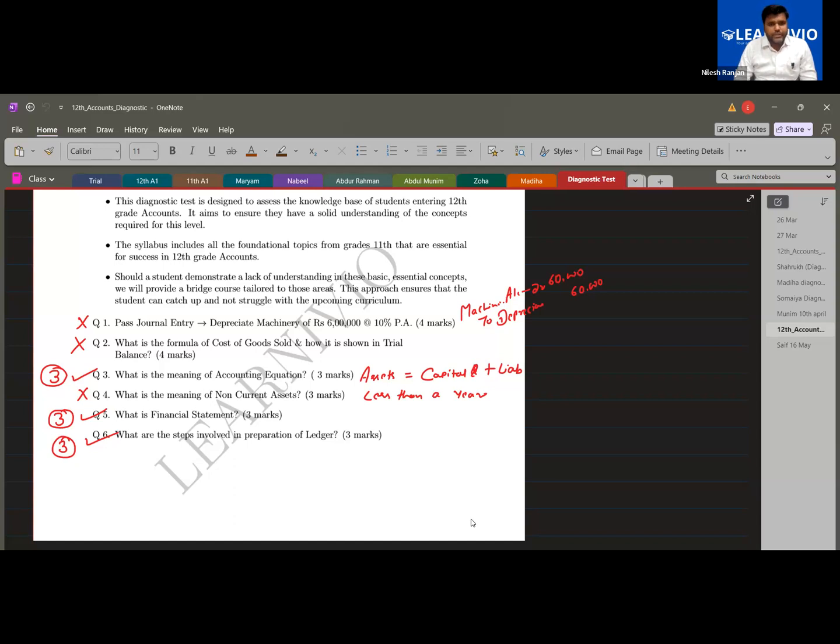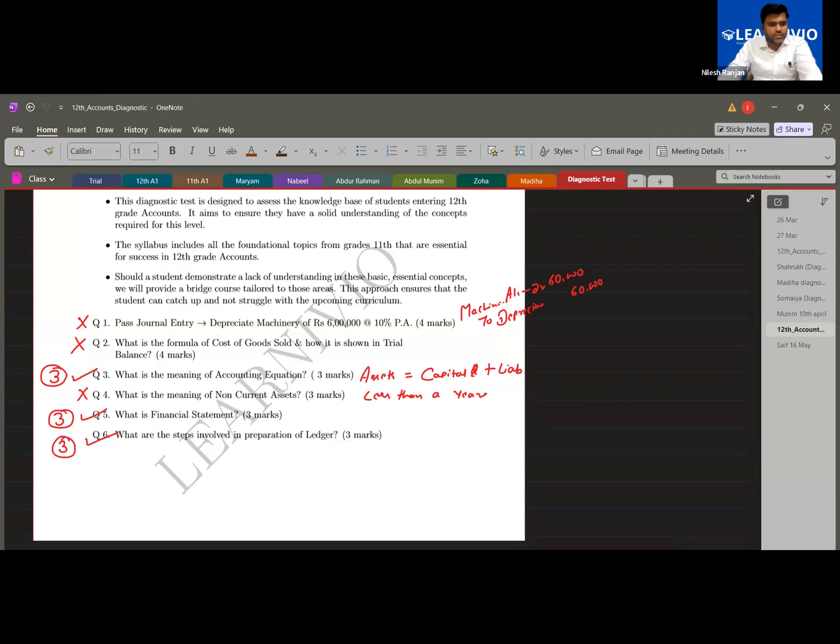Yes. Okay. So all the names, either it is a person name or institution name or organization name, are included in personal account. There are some accounts which are not names, but are used instead of names, like capital and drawing. These are also personal account because they are used in place of the owner's name. So that's why these are also personal account. Okay.